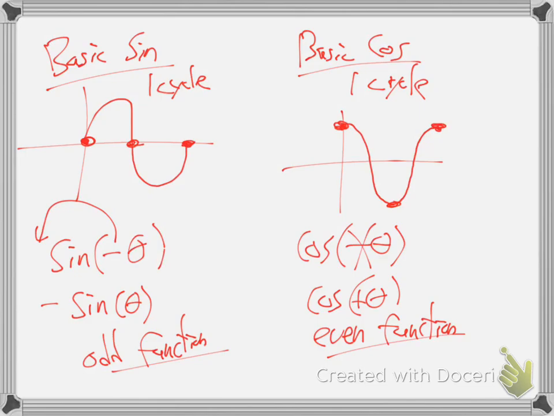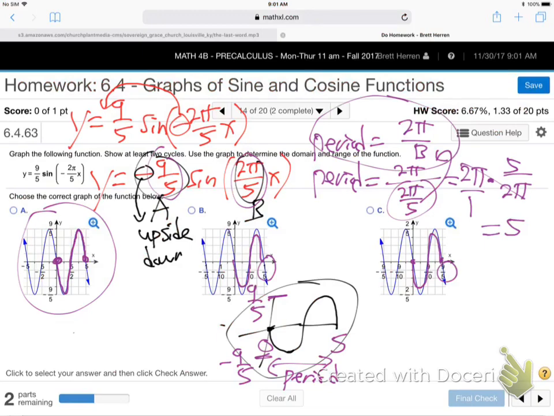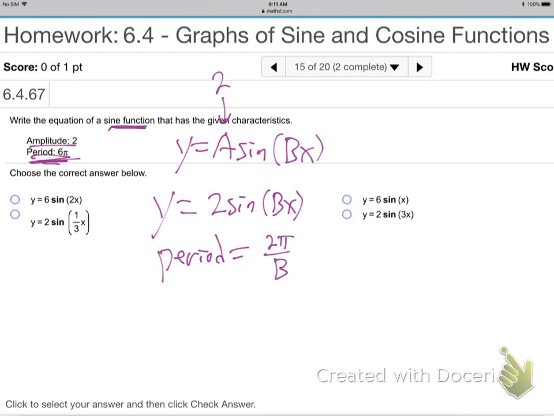Use it right back here. Period is 2 pi over b. Okay, and they're telling me what the period is. I don't have to guess. The period is 6 pi. So 6 pi is 2 pi over b. Good so far?